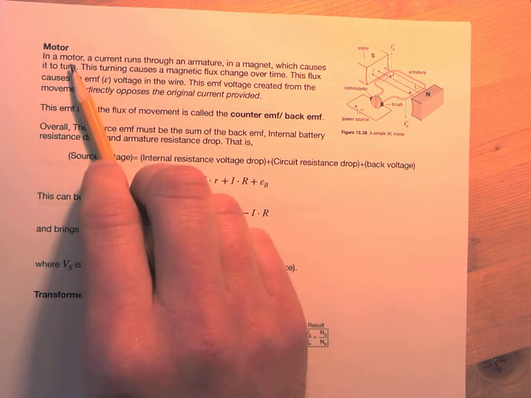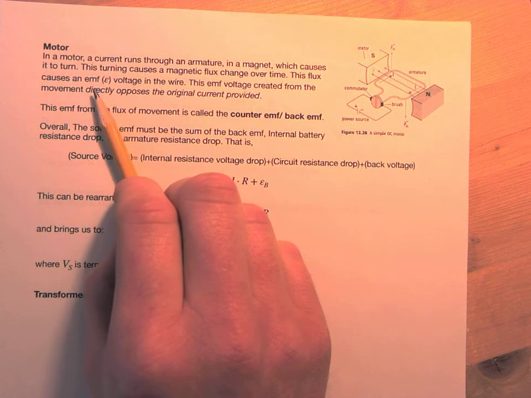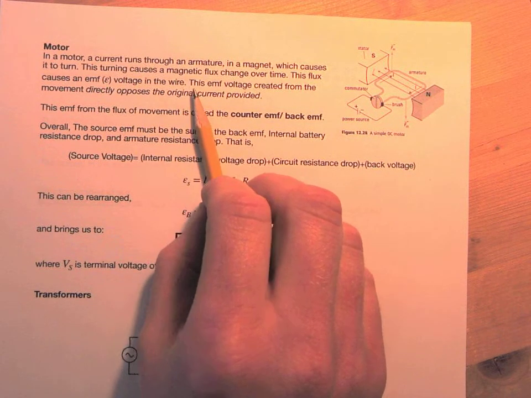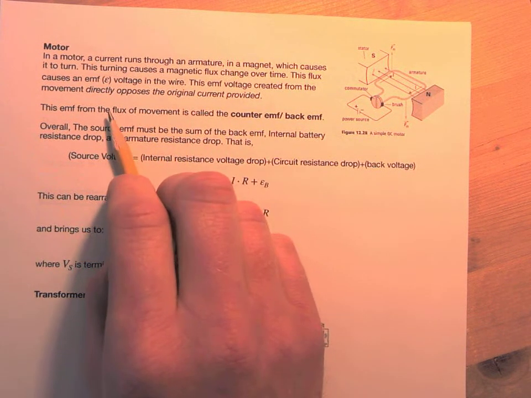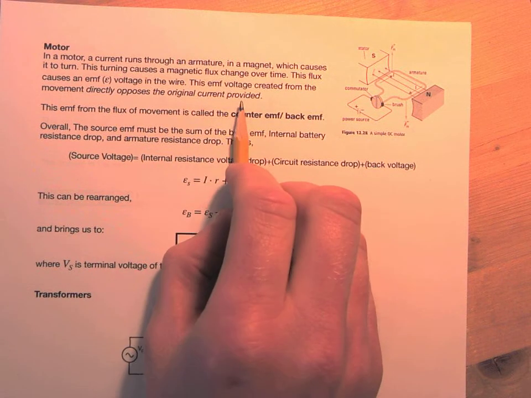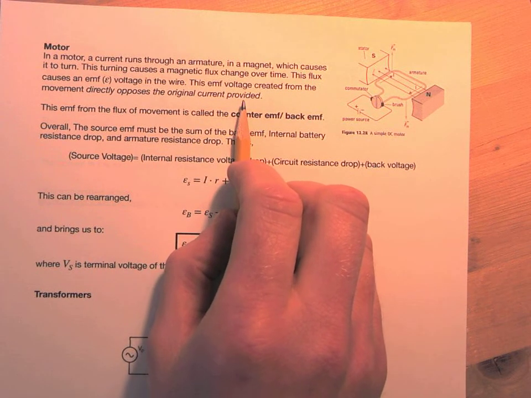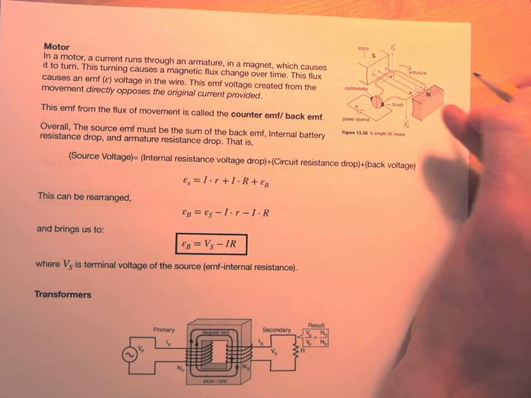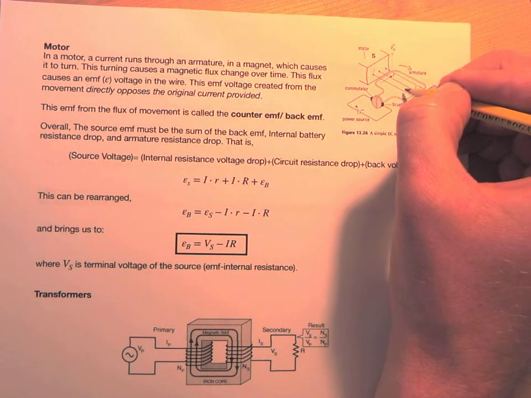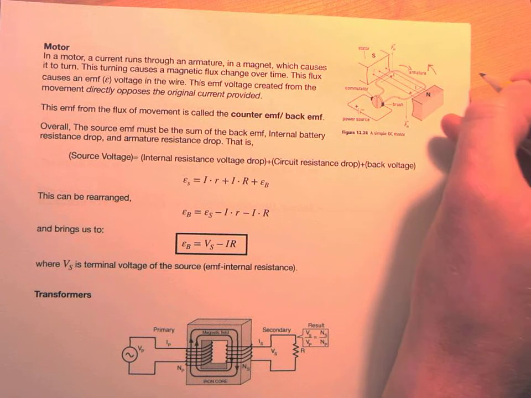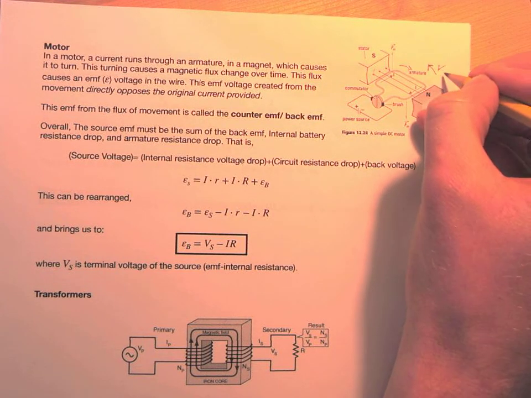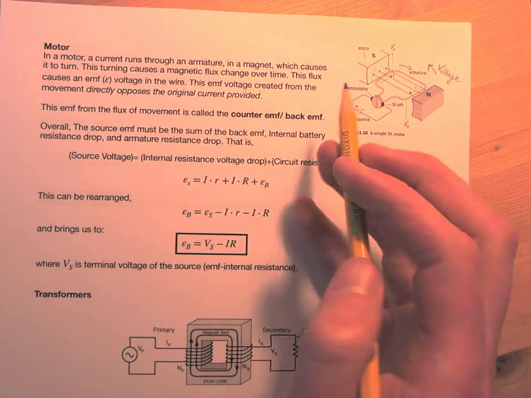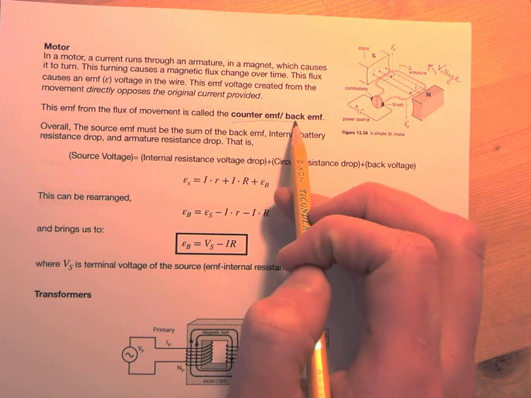Okay, we're already putting a voltage in the wire, but this causes another voltage in the wire just because of the movement, which is counterintuitive. This EMF voltage created from the movement directly opposes the original current provided. It might not be the same value, but it's the opposite direction. So if you have a current going around like it's showing, the movement of the armature would cause an opposing voltage due to the change in flux. This is called your counter EMF, or your back EMF, of your motor.